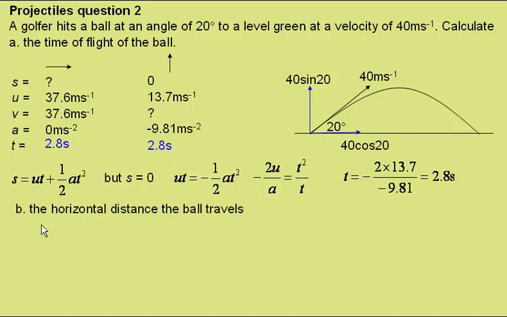Part B. Find the horizontal distance the ball travels. Well, we know the time of 2.8 seconds, and we know the horizontal velocity of 37.6 meters per second, and displacement is simply given by velocity multiplied by time, which gives us 105 meters. We can add that figure to our table here.